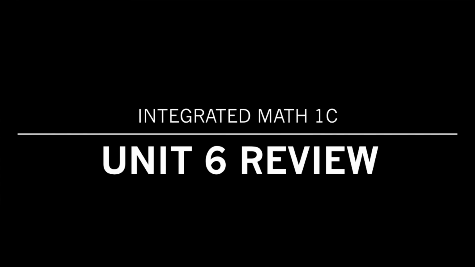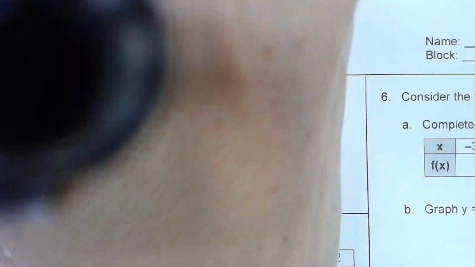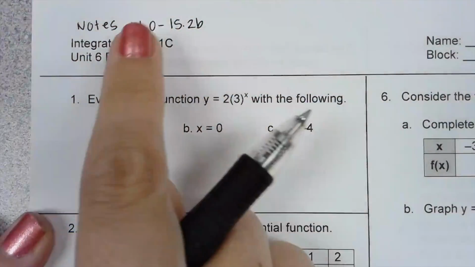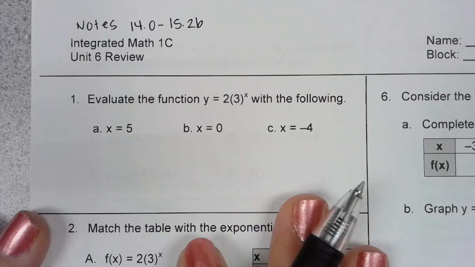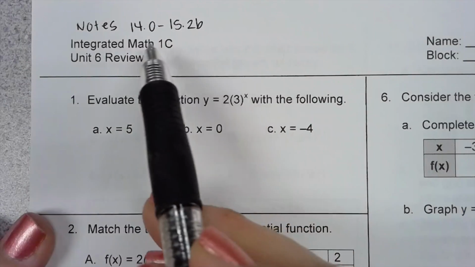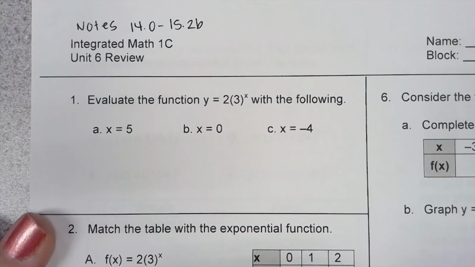Today we'll be working on the Unit 6 review. The Unit 6 review covers notes from sections 14.0 through 15.2b. Those are the notes that you want to have out and be referencing while you're working on this review. Remember that the video just helps you do this paper, but you want to be going back into your notes so that you can practice doing extra practice problems from these sections. You also want to be using your notes to help you do these problems.